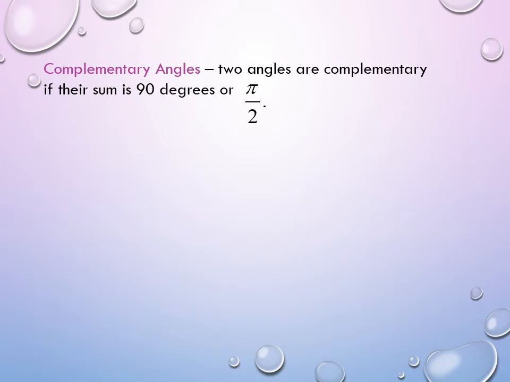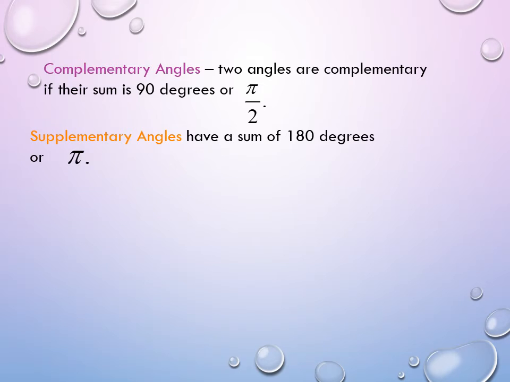Okay, now a little bit about complementary angles. Complementary angles are two angles whose sum is 90 degrees or pi halves. Supplementary angles are the ones that have 180 degrees if we add both, or pi. So these are something for us to remind ourselves when we're converting angles. Okay?